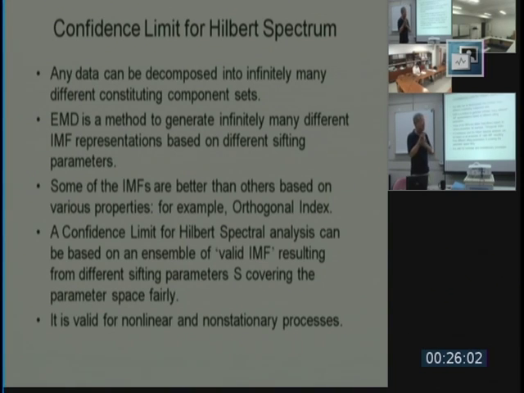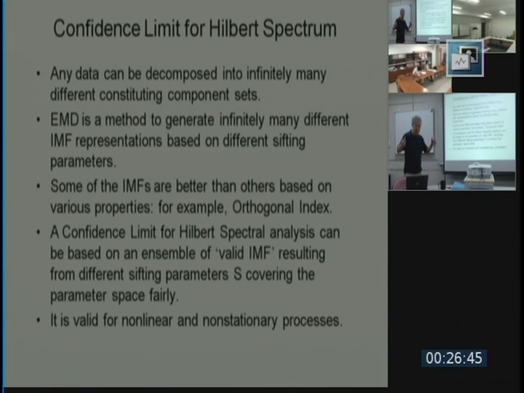Now, to judge which one is or is not valid, there are many ways. I, for one, use the orthogonal index very often. If my decomposition is not orthogonal, I will be very worried. I will try different ways to get it orthogonal. So the orthogonal index is a very good way to judge whether the decomposition is good or bad. Now, a confidence limit can then be based on an ensemble of the valid IMFs.